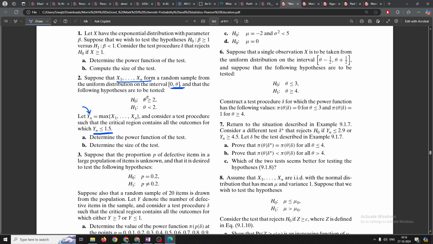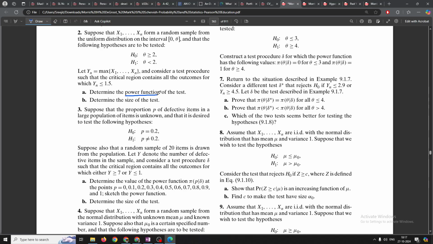Imagine that you are conducting this study, and this is the question you want to answer. On what basis do you answer this? On this basis: what is the maximum value of my random sample? If the maximum value happens to be less than 1.5, I would reject my H naught. I would reject the claim that theta is greater than 2. But if the maximum of these sample values is greater than 1.5, then I would not reject the claim that theta is greater than 2, right? So this is the context that is given to us.